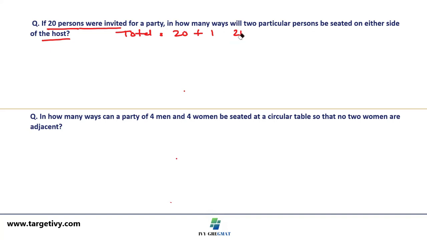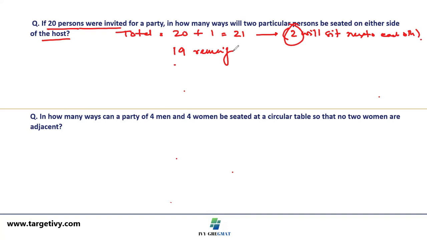So with 21 people in total, two will sit next to each other. So if that is the situation here, we can fix these two people. So we'll be left with 19 people. So two want to sit beside each other. So 19 remaining who need to sit in a circular way. So the total number of arrangements possible is 19 minus 1 factorial, which is 18 factorial.